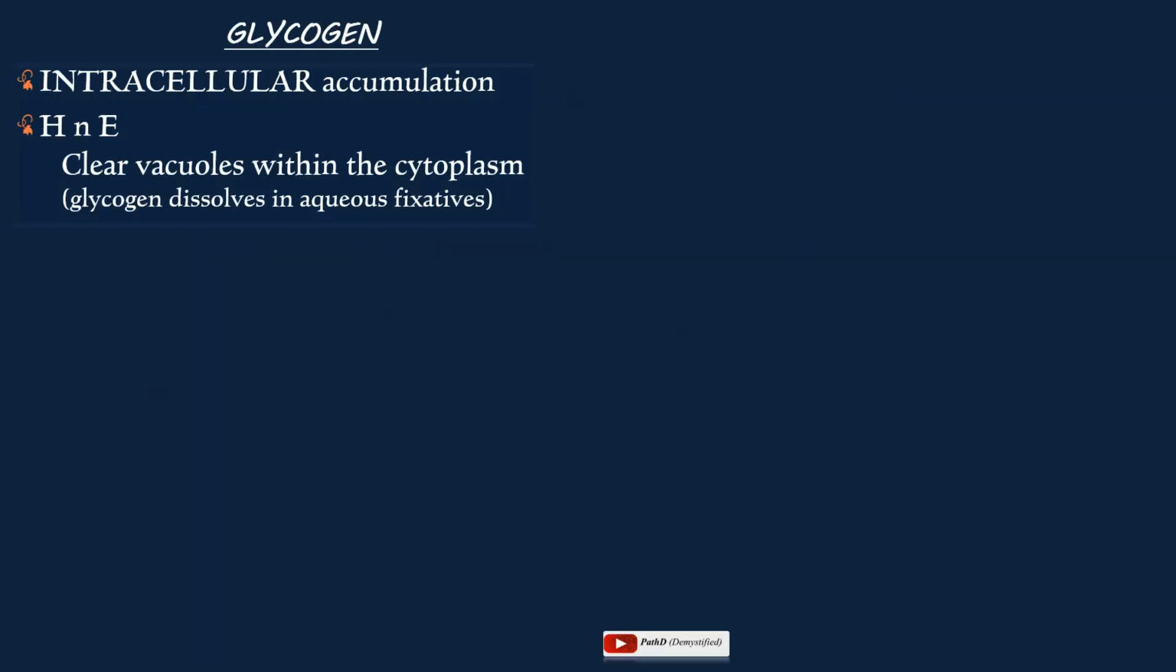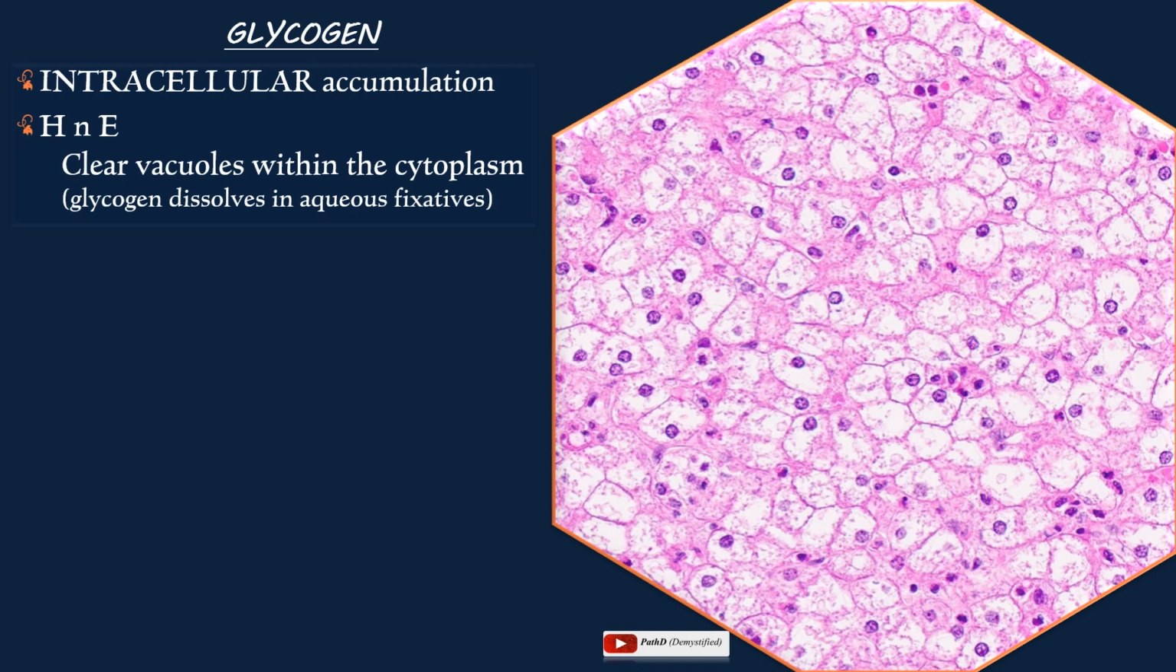See, intracellular accumulation of glycogen on routine H&E staining will appear as clear vacuoles or vacuolar degeneration of the cells within the cytoplasm. You see, this is a cell and it has gone all clear. Why? Because glycogen tends to get dissolved within the aqueous fixatives. Now this we can easily confuse with hydropic change. So what do we do to differentiate?